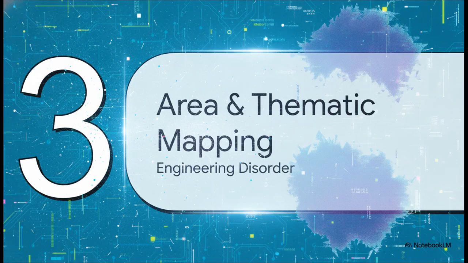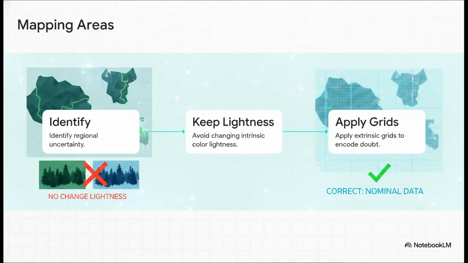Section 3. Area and thematic mapping. Engineering disorder. Okay, so the really crucial point here is that while points and lines are pretty straightforward, injecting uncertainty into solid regional areas requires a completely different tactical approach. Let's say you identify regional uncertainty in a land cover map. Your first instinct might just be to make the map colors a bit lighter to show that doubt, but you absolutely must avoid changing the intrinsic color lightness.